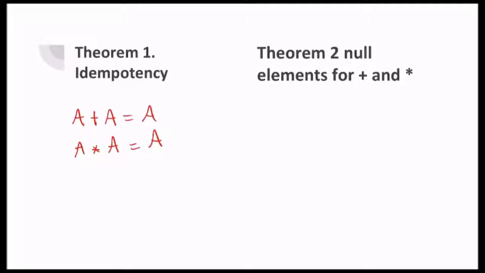Theorem 2, null elements for addition and multiplication. This theorem tells us that it doesn't matter if you have an a plus 1, it will be every time 1. And if you have a times 0, you will have 0.